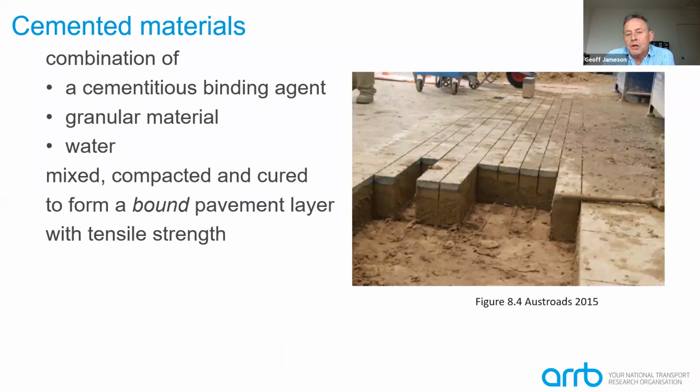So first turning to cemented materials. Our definition is a combination of a cementitious binder like cement plus granular material plus water that's mixed together and compacted and cured to form a bound material with tensile strength. So that's where we differ from unbound granular materials that we talked about last week. A bound material is a material that has tensile strength.